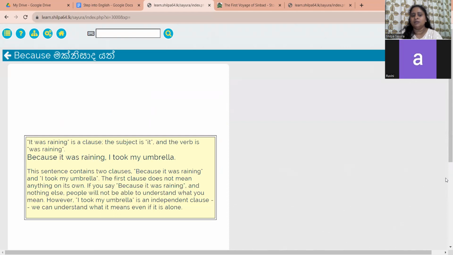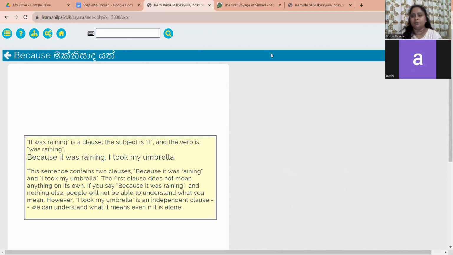It was raining. This is a clause. The subject is it and the verb is was raining. අපි වහිනවා. Raining කියන්නේ. It is raining කියන්නේ දැන් වහිනවා. It is raining. Because it was raining. අපි raining කියලා විතරක් දැම්මනම් මේ because කියන එක අපිට හරියට match වෙන්න දාන්න බැරි වෙනවා. Because it was raining, I took my umbrella.